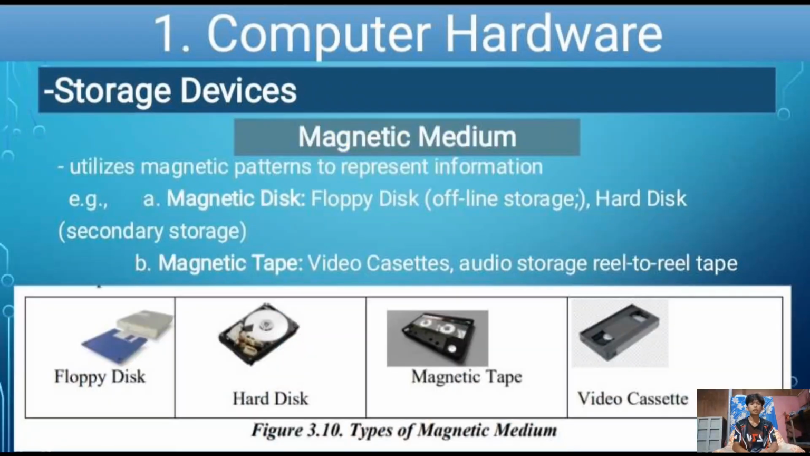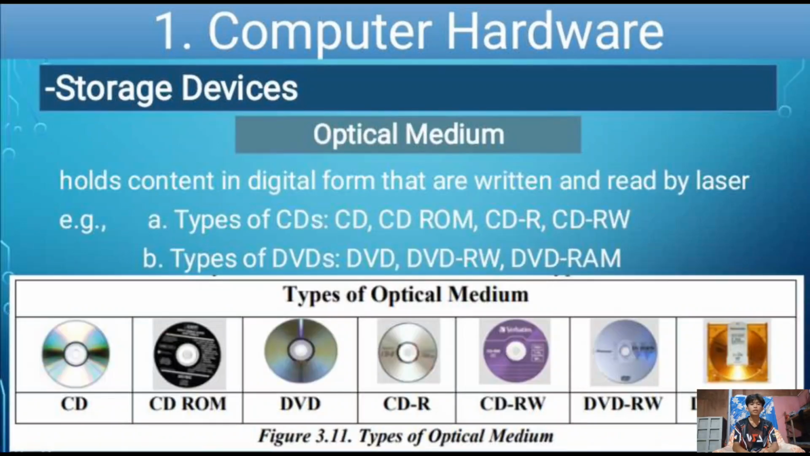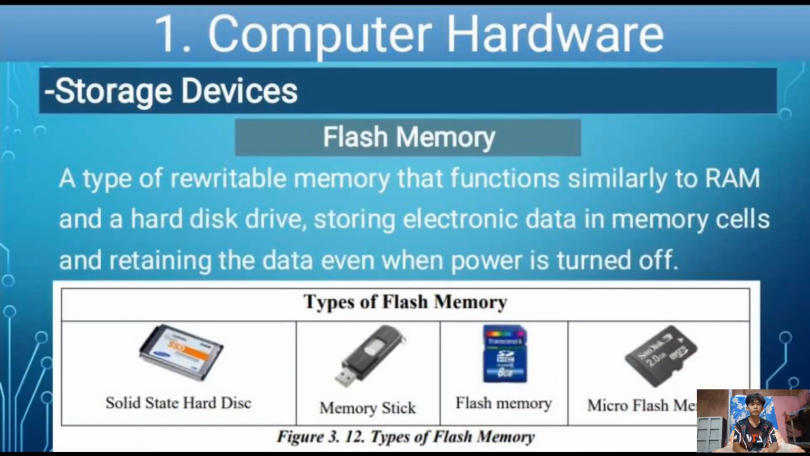Types of secondary storage. A. Magnetic medium utilizes magnetic patterns to represent information. Examples given: magnetic disk, floppy disk, offline storage, hard disk. Magnetic tape: video cassettes, audio storage, reel-to-reel tape. B. Optical medium holds content in digital form that is written and read by laser. Examples given are types of CDs: CD, CD-ROM, CD-R, CD-RW. Types of DVDs: DVD, DVD-RW, and DVD-RAM. Flash memory.